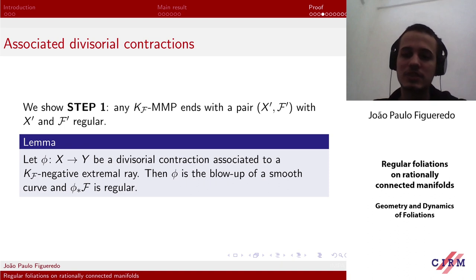So this lemma will show that X' and F' are regular. Let phi be a divisor contraction associated to an extremal ray. Then phi is the blow up of a smooth curve, so case one in Mori's classification, and the push forward of the foliation is regular. As you can see, this shows that after a finite number of blow ups of divisor contractions, the end result will be regular.